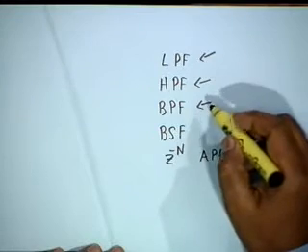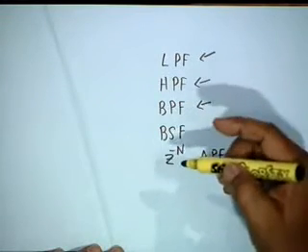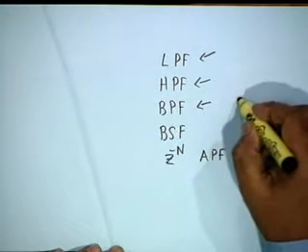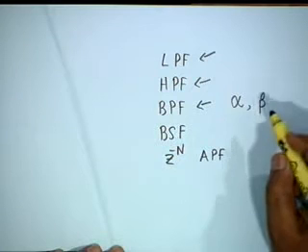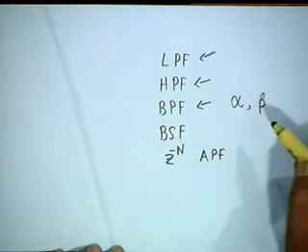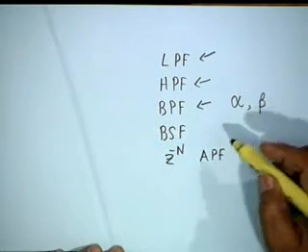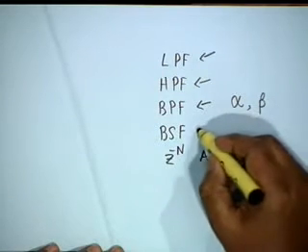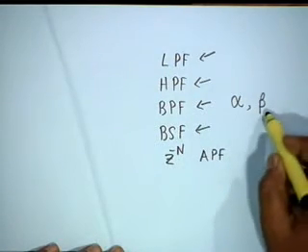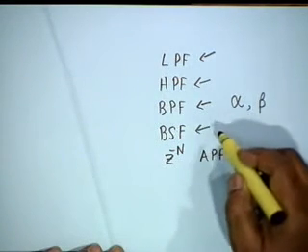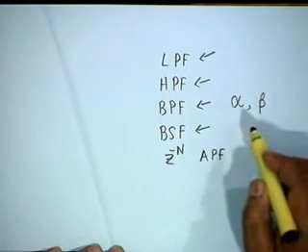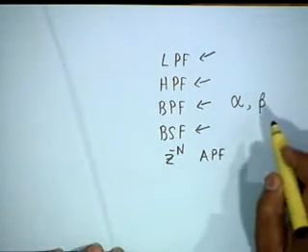Once again, the maximum magnitude was normalized to unity, and the band pass filter was designed in terms of two parameters, alpha and beta, where beta controls the center frequency and alpha controls the bandwidth. Similarly, for a band stop filter, beta controls the notch frequency omega 0 and alpha controls the bandwidth. This time also it is the 3 dB bandwidth, but 3 dB below the maximum magnitude.